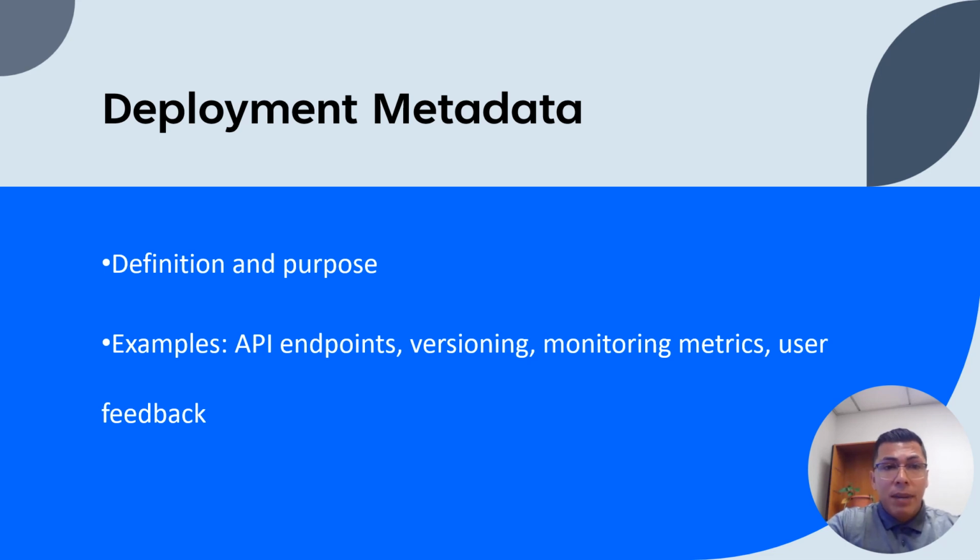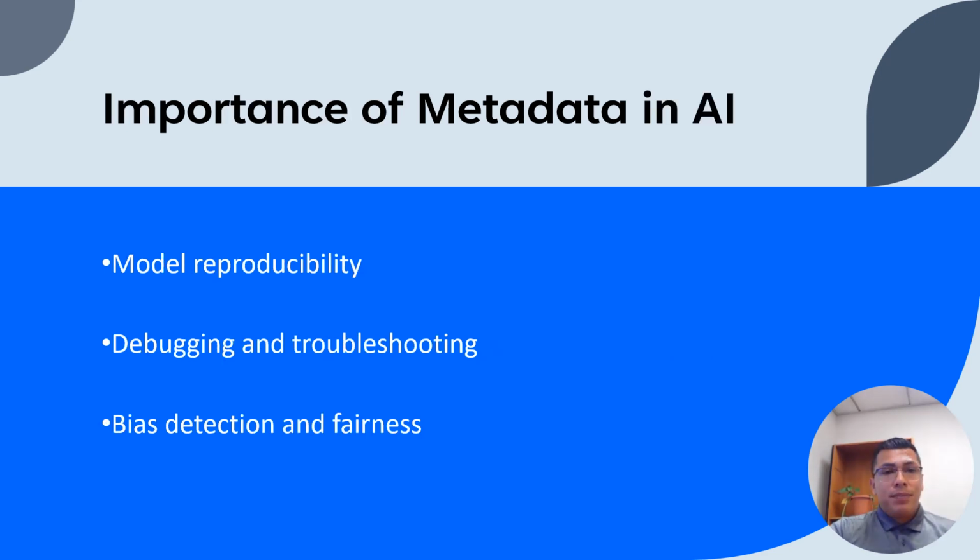There's also user feedback. Metadata related to user interaction with the AI model includes user ratings, comments, or suggestions. This information can provide valuable insight into the AI model's performance, help identify areas for improvement, and guide future development efforts. Managing deployment metadata effectively is crucial for the successful operation of AI systems in production environments, as it enables AI practitioners to maintain high-quality, reliable, and scalable AI services.